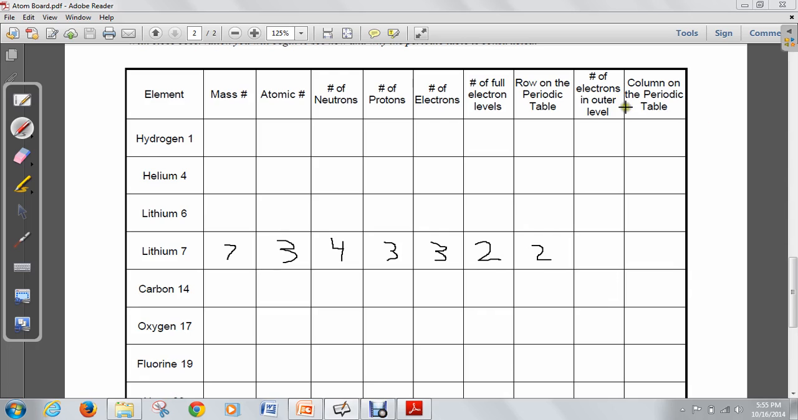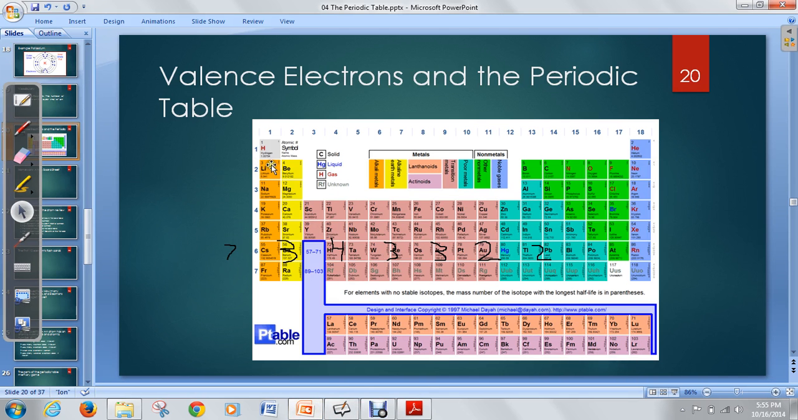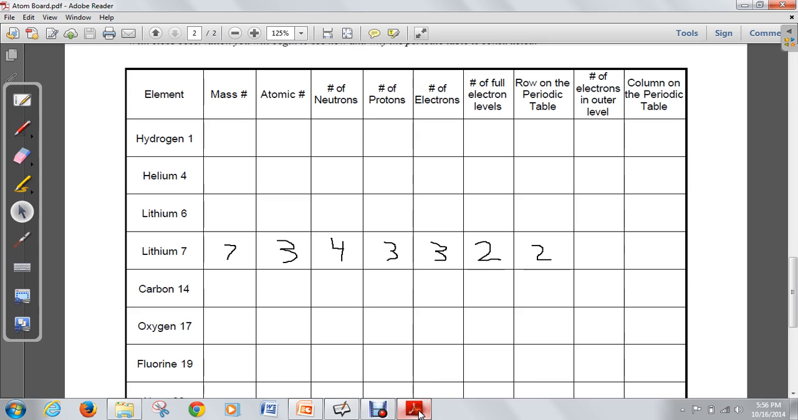And then last of all, we need to find the number of electrons in the outer level, or the number of valence electrons, which is going to be the same as the column on the periodic table. So we go back to our periodic table, and lithium is on the first column. Again, if it was over here, it might have a Roman numeral designation, and that would give us the number of valence electrons. In this case, the Roman numeral would be I, so that means it has 1 valence electron. And it's also in the first column.